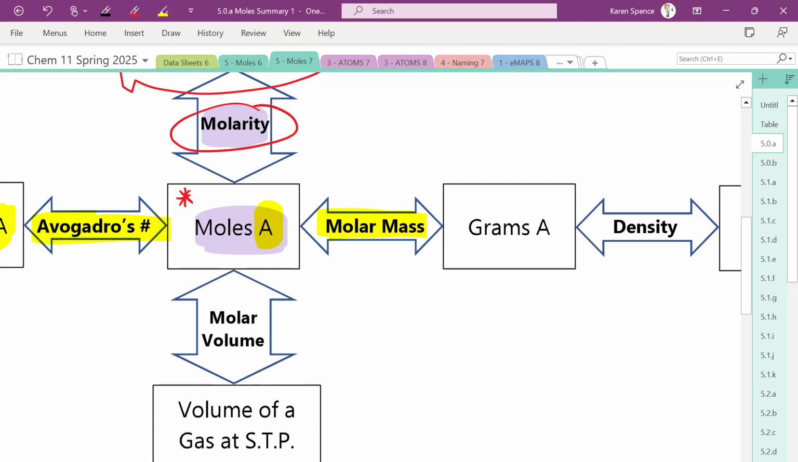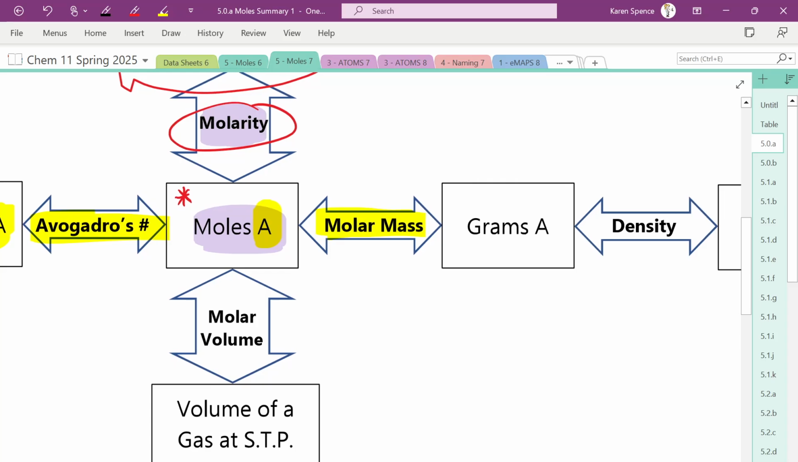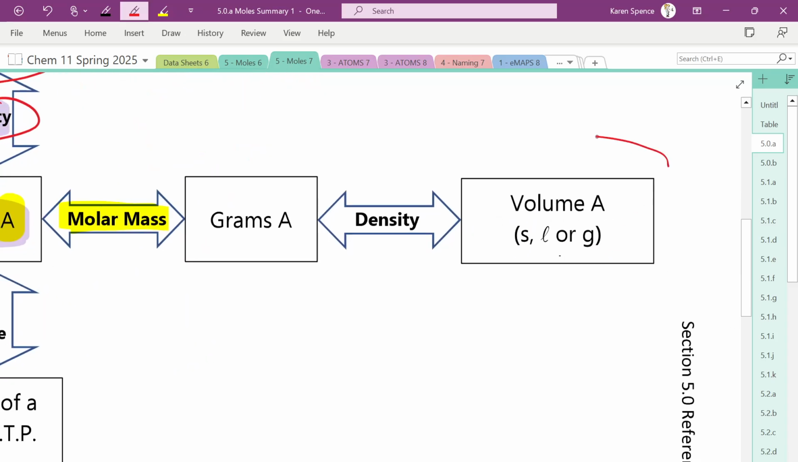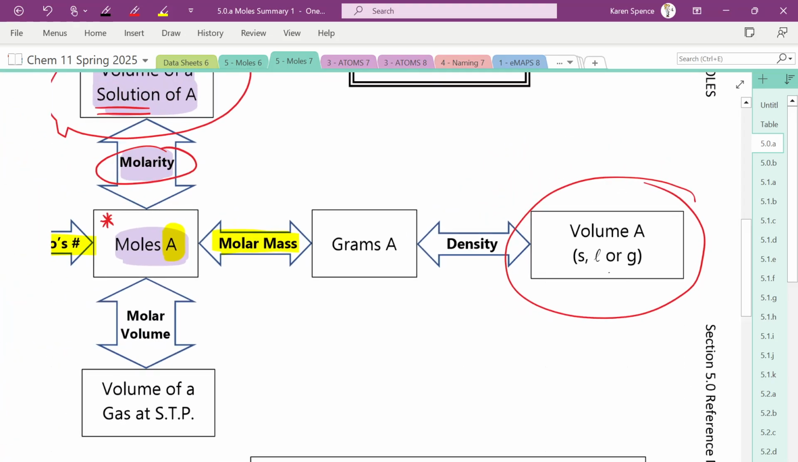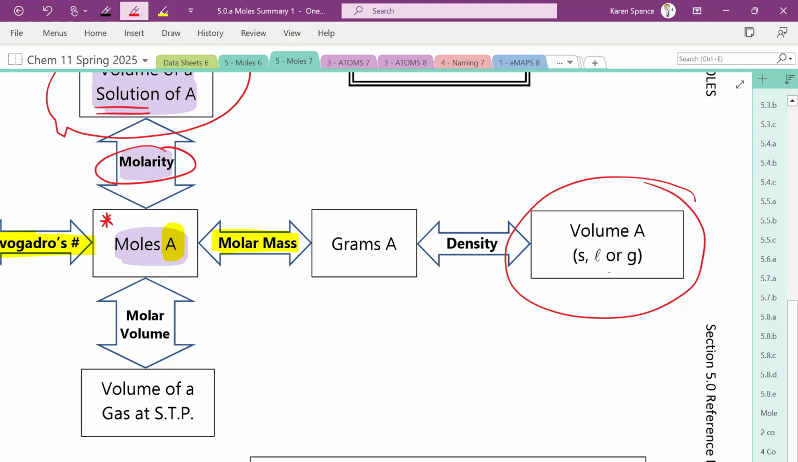If you have volume of a solid, liquid, or gas, this is on your purple sheet, by the way. Okay, this is your purple sheet. If you have a volume of a solid, liquid, or gas, you can go from that using density to the grams. Okay, so let us go back to page 71.